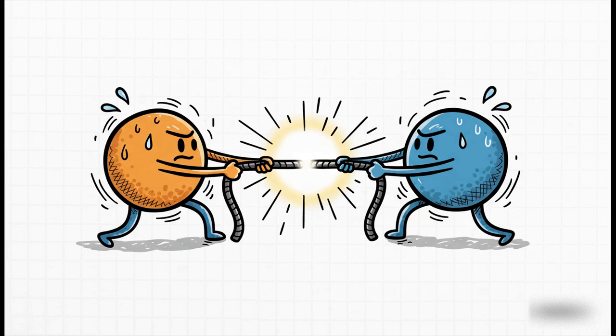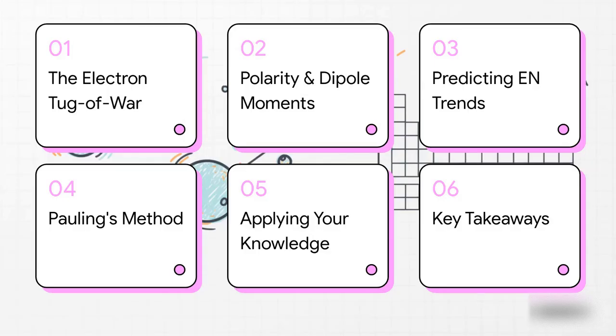And the outcome of this microscopic tug-of-war? It determines everything from the shape of a molecule to how it's going to react. So, let's figure out how this battle really works. So here's our game plan. We'll start by defining what this tug-of-war actually is. Then, we'll see how it leads to polarity and something called a dipole moment. We'll figure out how to predict the winners and losers using the periodic table, and then we'll actually get into the math with Linus Pauling's original method. After that, we'll apply what we've learned to a pretty tough problem and finish up with the key takeaways.